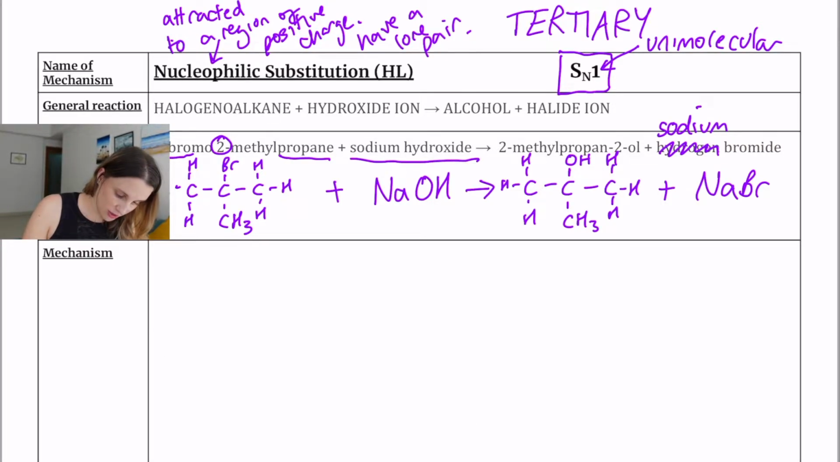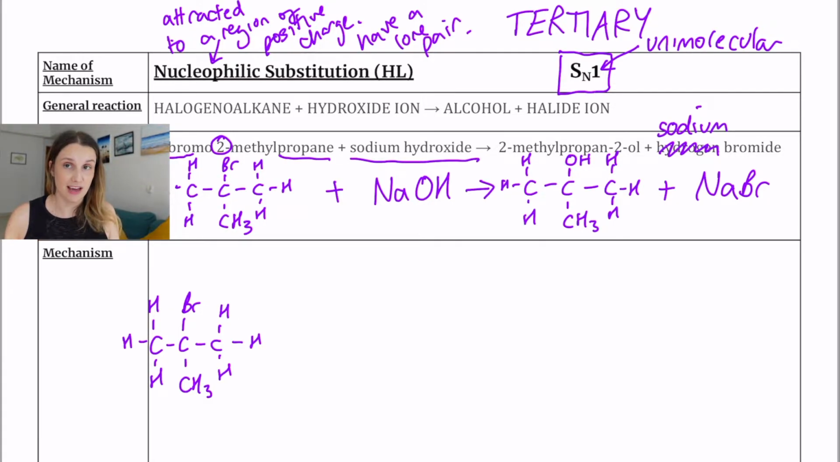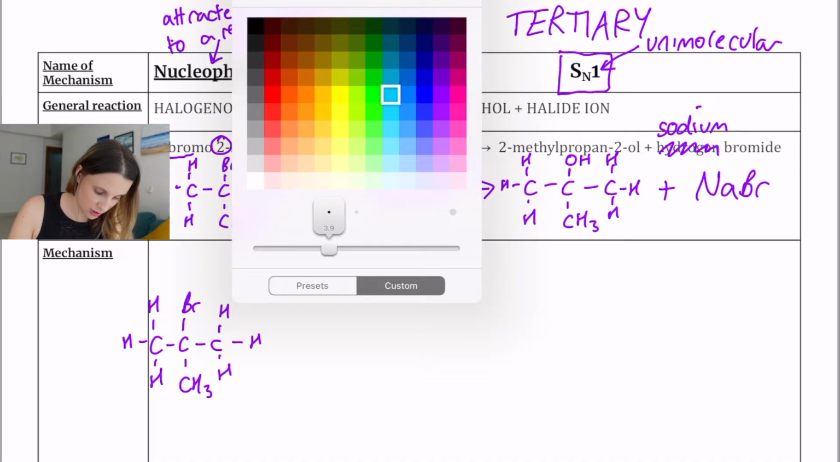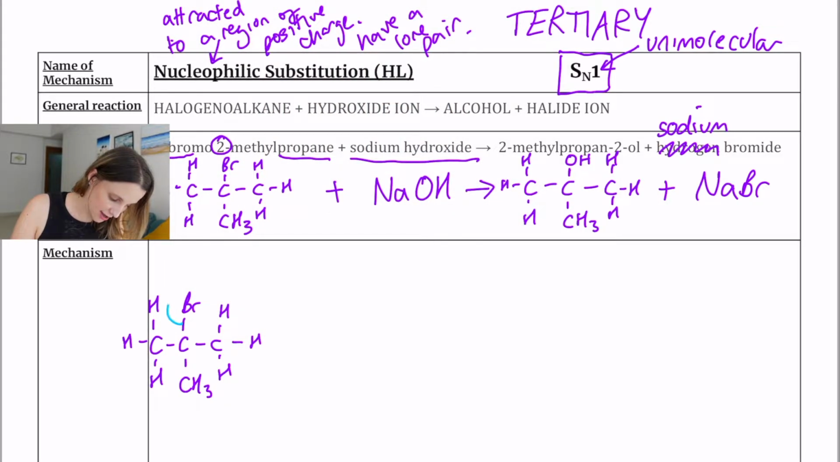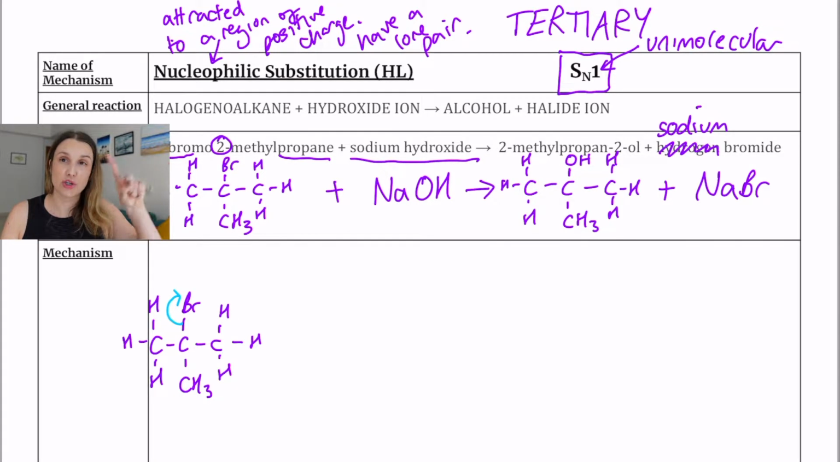So we're going to start with the tertiary halogenoalkane because actually this is the only species that is involved in the first step, and that's why it is unimolecular, because this first step, which is the rate determining step, is only dependent on this halogenoalkane, the tertiary one. So what happens first is that the bromine in this molecule breaks off, and the way that we show that is I'm going to draw a curly arrow from the bond to the bromine. So that means that the electrons in that bond are going to the bromine.